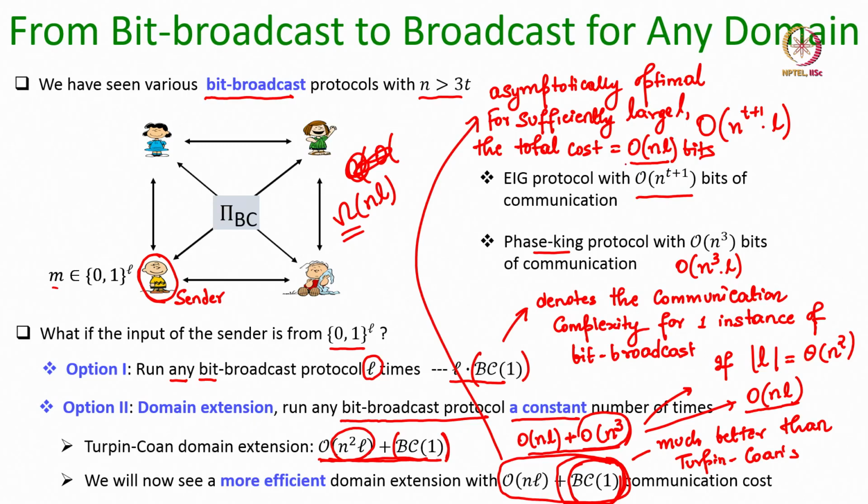And what is the total communication complexity we will be achieving through the more efficient domain extension broadcast protocol? That will be order of n l. That means, we will be asymptotically achieving the minimum cost which is expected from any broadcast protocol for message size of L bits. Okay.